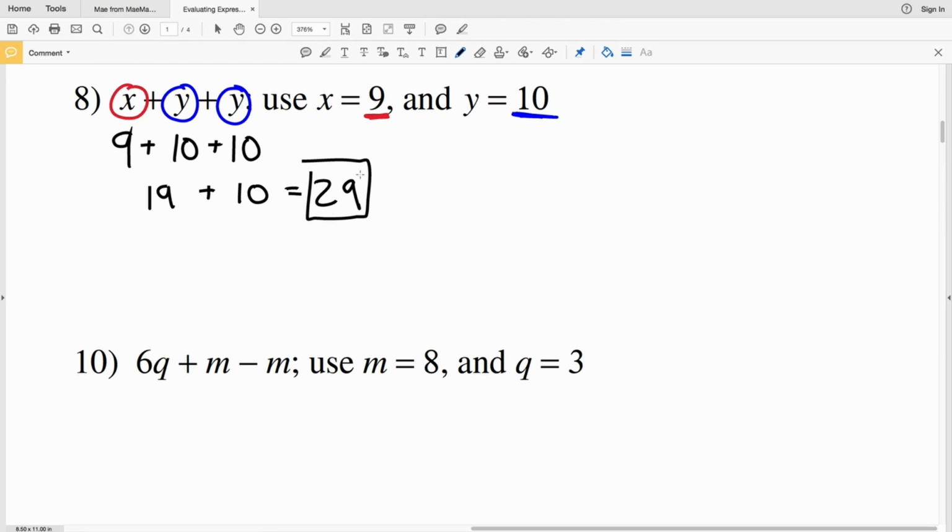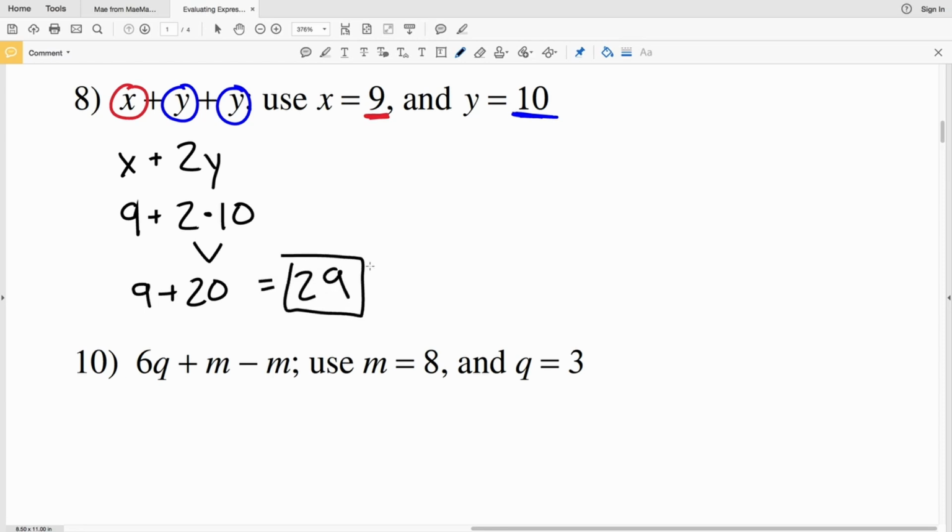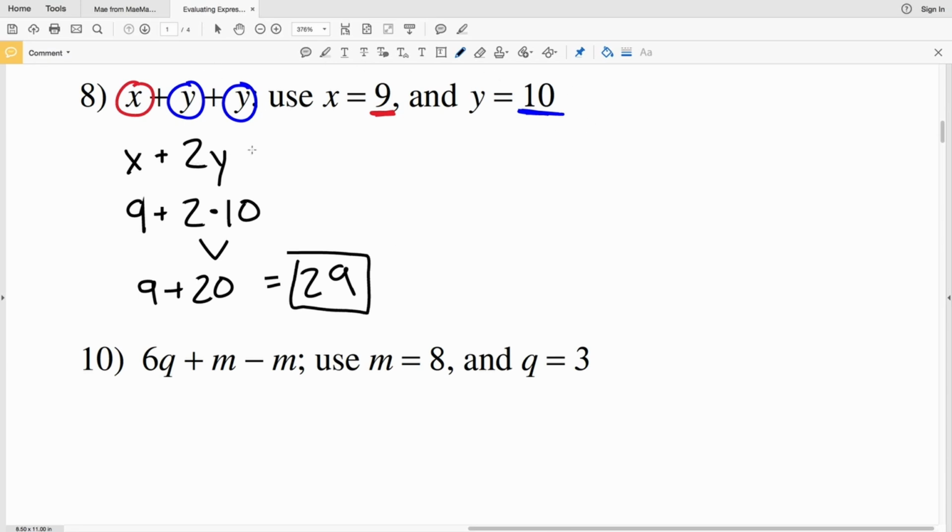Although I want to show you another way to do this. Before we go ahead and plug in the y, let's go ahead and simplify this expression. x plus y plus y is the same as saying 1x plus 2y, since y plus y is actually equal to 2y. So we have x plus 2y. Now, instead of plugging 10 in 2 different times, we plug it in only once. So we're going to have 9 plus 2 times 10. Then we just do multiplication first and get 9 plus 20, which we know is 29. So you can either plug in y immediately or simplify and plug it in only once.